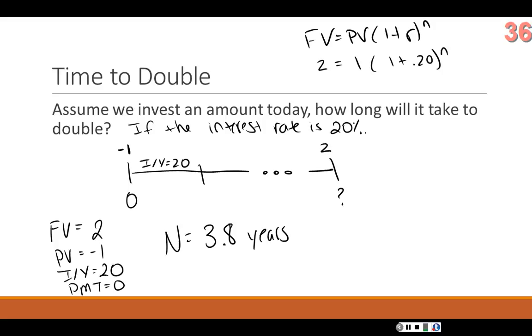So it takes 3.8 years. Just a side note here, the $1 and $2 are arbitrary. You could have just as easily chosen $100 and $200 or $1,000 and $2,000. It doesn't matter. $5 and $10. You would still get 3.8 years.